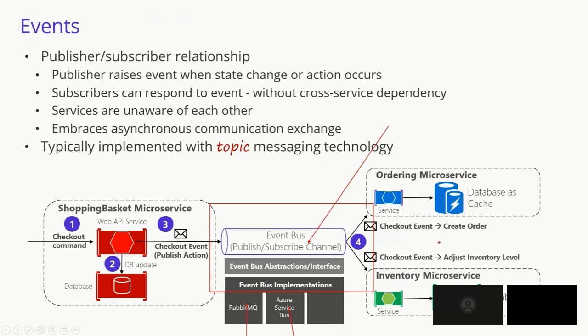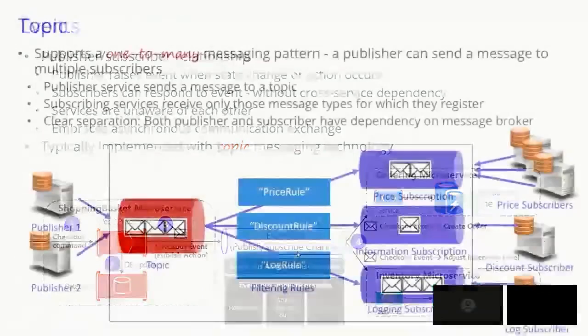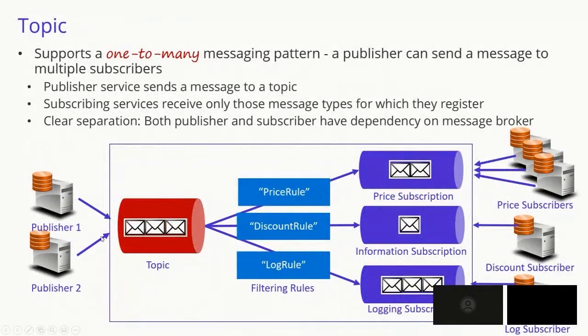So again, we have an asynchronous relationship here. Shopping basket does not know about ordering or inventory, and these two do not know about shopping basket. They all depend upon the event bus abstraction here in the middle. Typically, we use topics when we're doing this. A topic is really interesting. We can push different messages into the topic. On the other side, we have subscriptions.